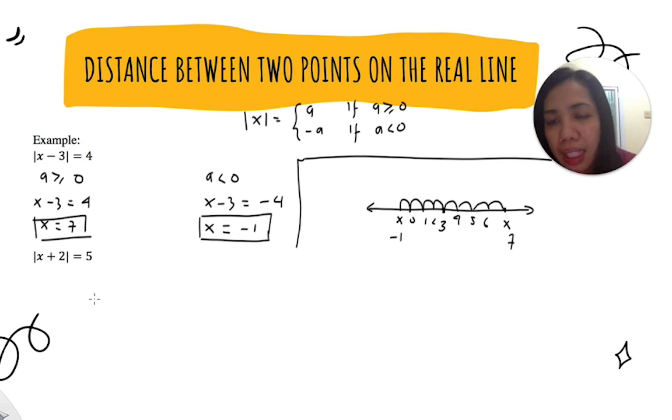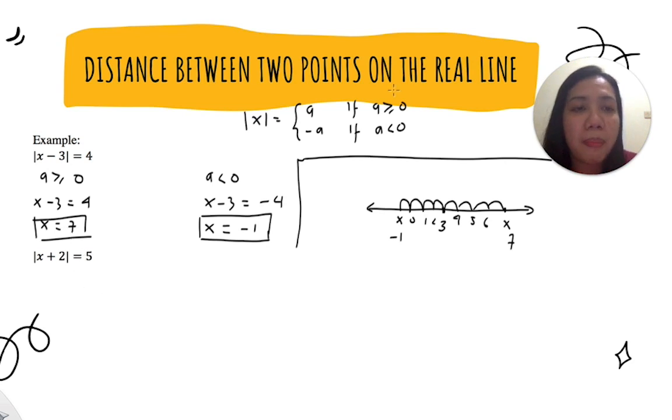Okay, now let's continue to the second example here, the absolute value of x plus 2 equals 5. The inside part gives us the information that we're gonna find the distance between x and minus 2. And the distance between x and minus 2 here is 5 units. Now we're gonna find the value of x that satisfies this equation.